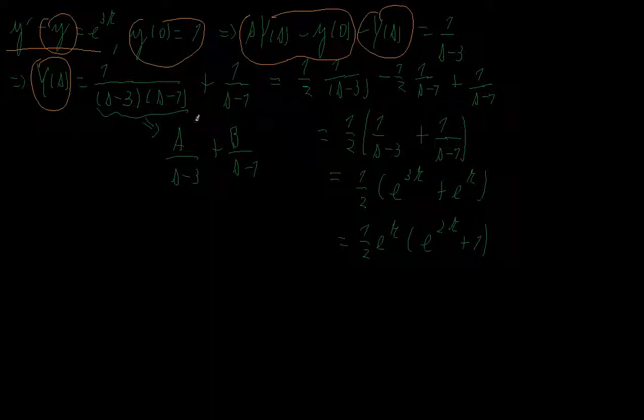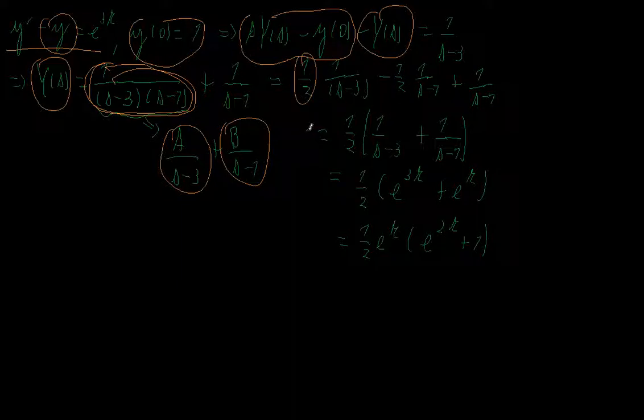And so now I can do partial fraction decomposition. I can write this 1 over (s minus 3) times (s minus 1) as A over s minus 3 plus B over s minus 1. So this is my partial fraction decomposition of 1 over (s minus 3) times (s minus 1). And so now I can solve it, and I get that A is equal to a half and B is equal to negative a half.